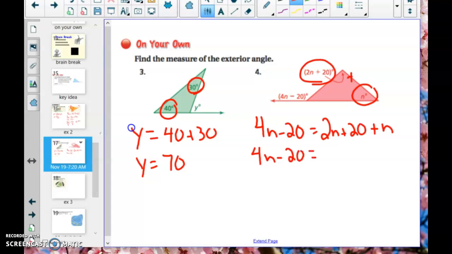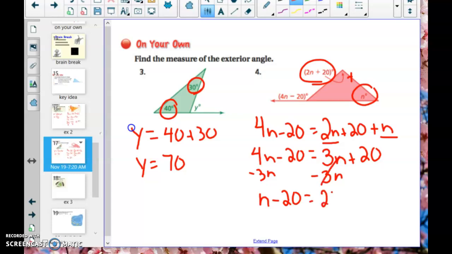Well, I have some like terms I can put together. 2n plus 1n is 3n. So now I have to decide, do I want to subtract 4n on both sides, or do I want to subtract 3n on both sides? The easier option, of course, is to subtract 3n on both sides. That leaves me with 1n minus 20 equals 20. I'm going to add 20 to both sides, so that means that n has to equal 40.